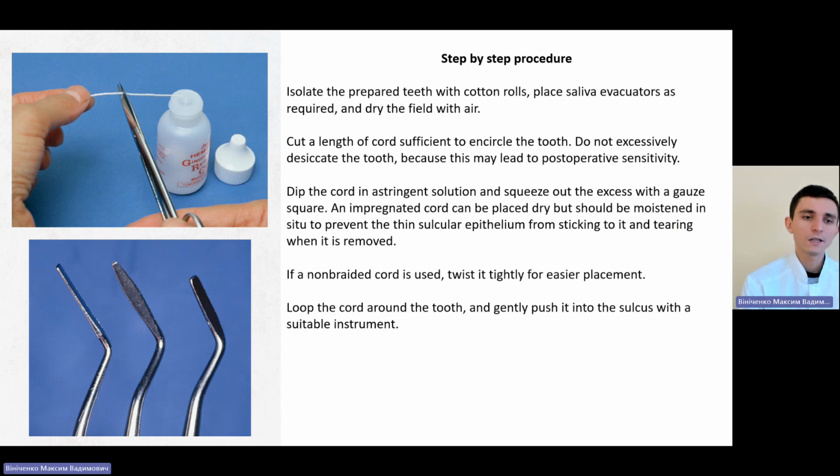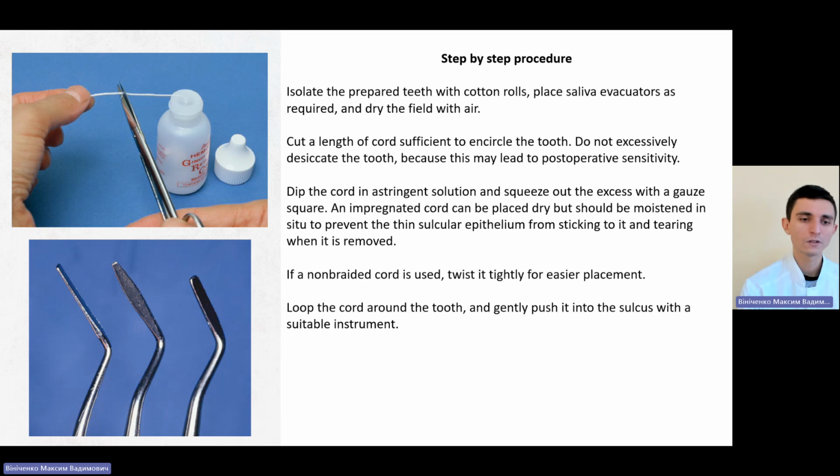Step-by-step procedure. Isolate the prepared teeth with cotton rolls. Place saliva evacuators as required and dry the field with air. Cut a length of cord sufficient to encircle the tooth. Do not excessively desiccate the tooth because this may lead to post-operative sensitivity. Dip the cord in astringent solution and squeeze out the excess with a gauze square. An impregnated cord can be placed dry but should be moistened in situ to prevent the thin crevicular epithelium from sticking to it and tearing when it is removed.